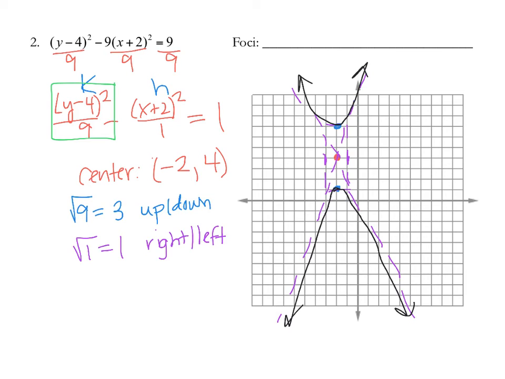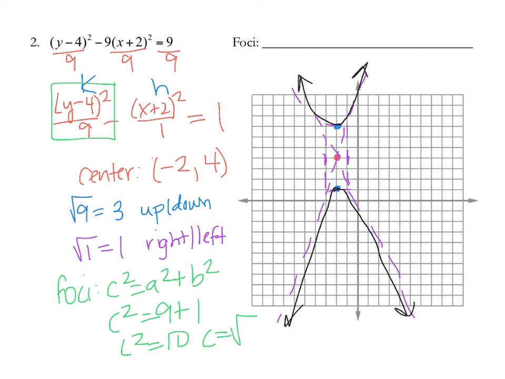And then I need to find the foci. It's going to be c squared equals a squared plus b squared. That's 9 plus 1. So we get c squared equals 10, which means c is the square root of 10. And then that is going to again add on to what's in control. The 4 is in control. So it's going to be negative 2 comma 4 plus radical 10 and negative 2 comma 4 minus radical 10.